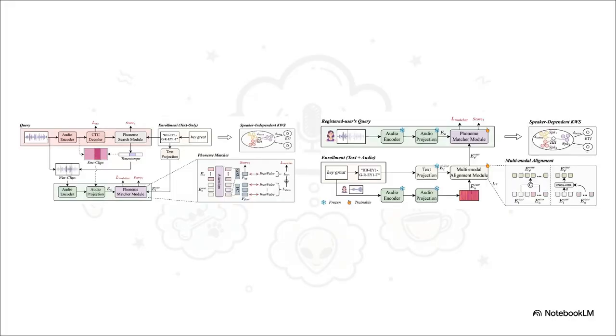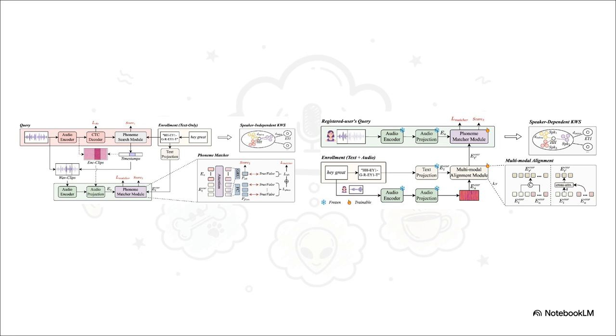Now, this is all about personalization and dealing with the beautiful but incredibly complex variations in human accents. With text-only enrollment, you just type in your new wake word, let's say, "Hey great," and the system uses phonetic spelling to listen for it from anyone. That's fine for general use.